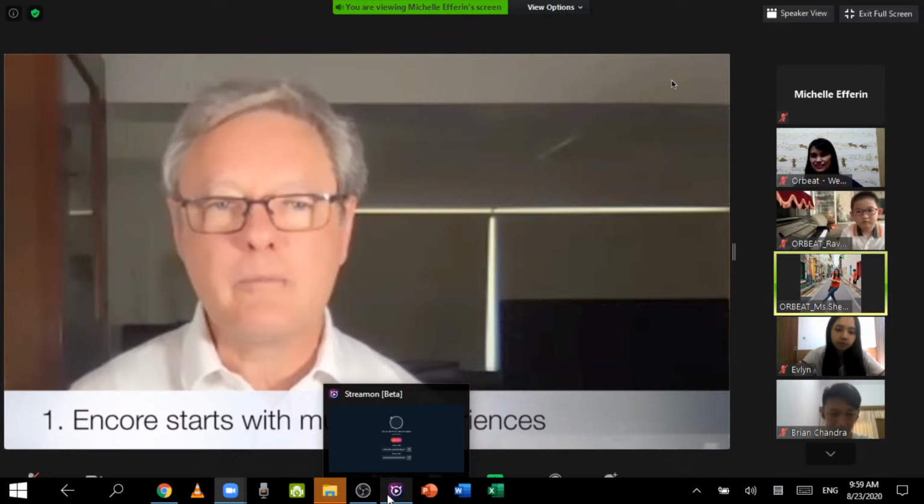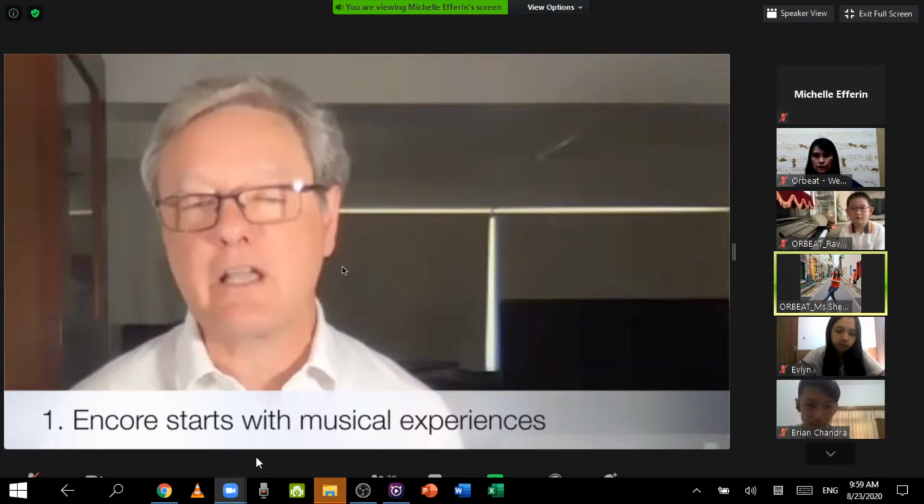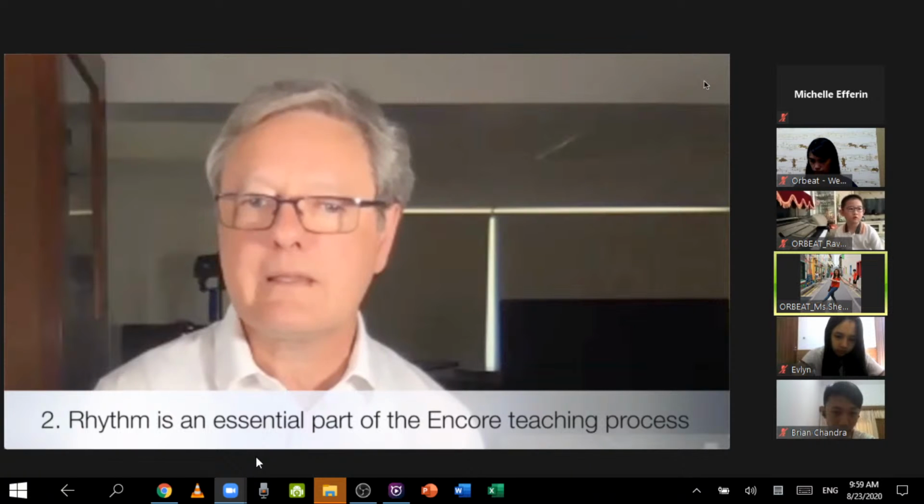The stuff that's on the page is almost irrelevant unless you understand the experiences that go with it. And those experiences are often very deeply rhythmically based. So rhythm is a very, very strong element in the Encore system. Whereas a lot of other methods treat rhythm almost as a secondary consideration. They're so concerned with the notes, rather than the rhythm, because it's the rhythm that holds it all together. The rhythm is the means by which we organise notes.